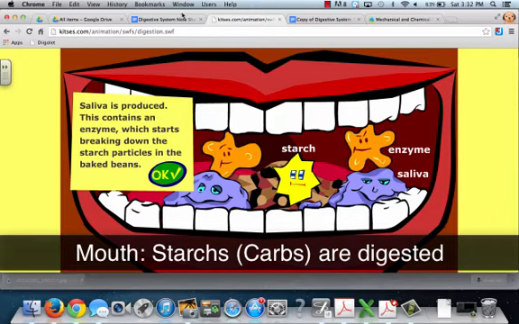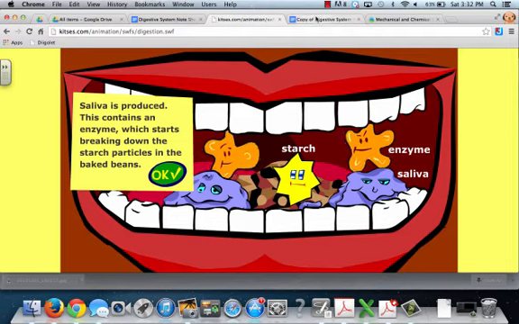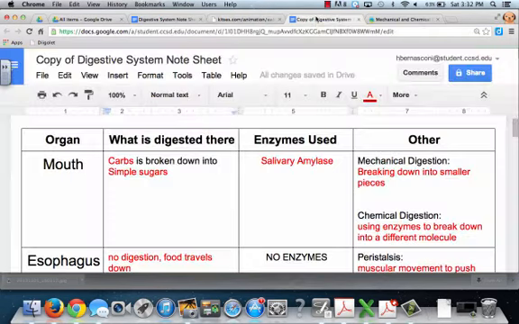So before we continue, let's go to our notes and write down that carbs are broken down into simple sugars. So I want you to write down this. Carbs are broken down into simple sugars. Now, I talked about an enzyme. The enzyme is called salivary amylase. That is the name of the enzyme that's found in your saliva.